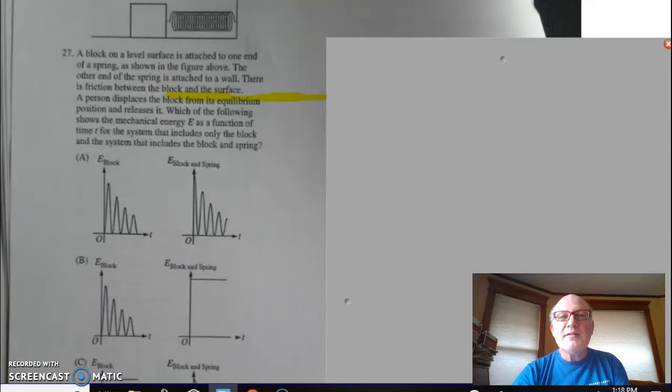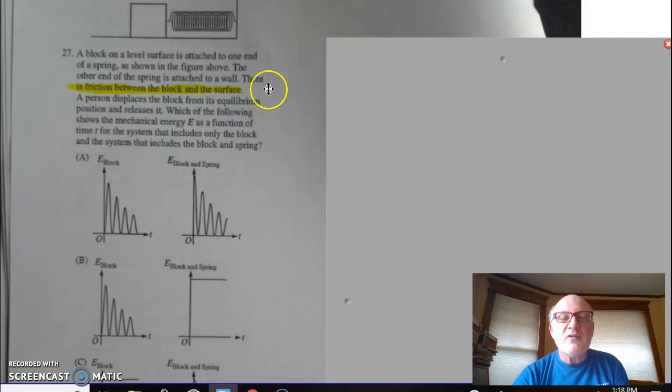All right, let's take a look at question number 27. Question number 27 is about a mass and a spring that we might set into oscillation back and forth here.